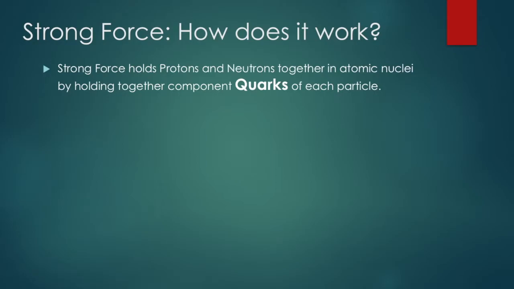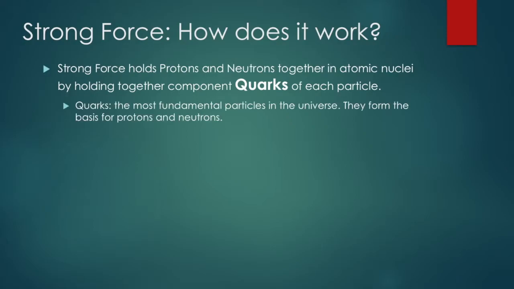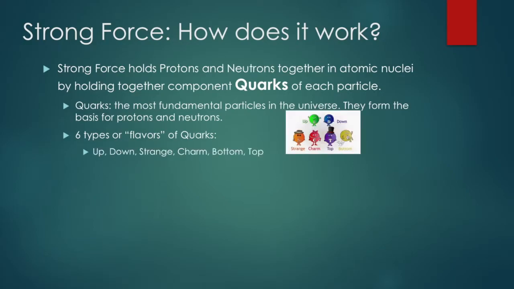The strong force holds protons and neutrons together in atomic nuclei by holding together component quarks of each particle. Quarks are the most fundamental particles of the universe. They form the basis of protons and neutrons. There are 6 types of quarks. Scientists refer to each type as a different flavor, kind of like different flavors of juice boxes. As shown in the graphic, there are the up quark, down quark, strange quark, charm quark, bottom quark, and top quark.